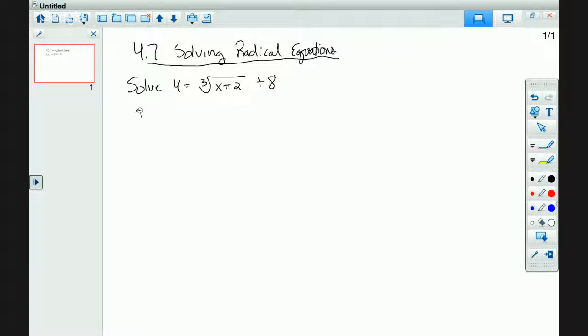So we need to isolate the radical. Yeah, pretty much. You subtract 8. So, now it's isolated.